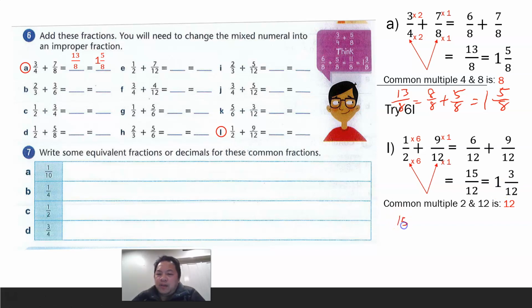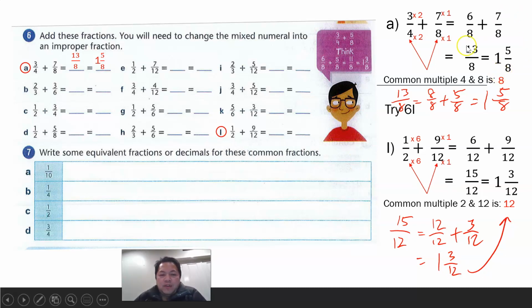Again, how do I get 1 and 3/12? This is actually 12 over 12 plus 3/12, isn't it? Isn't this 1 and 3/12? Right? It's the same.